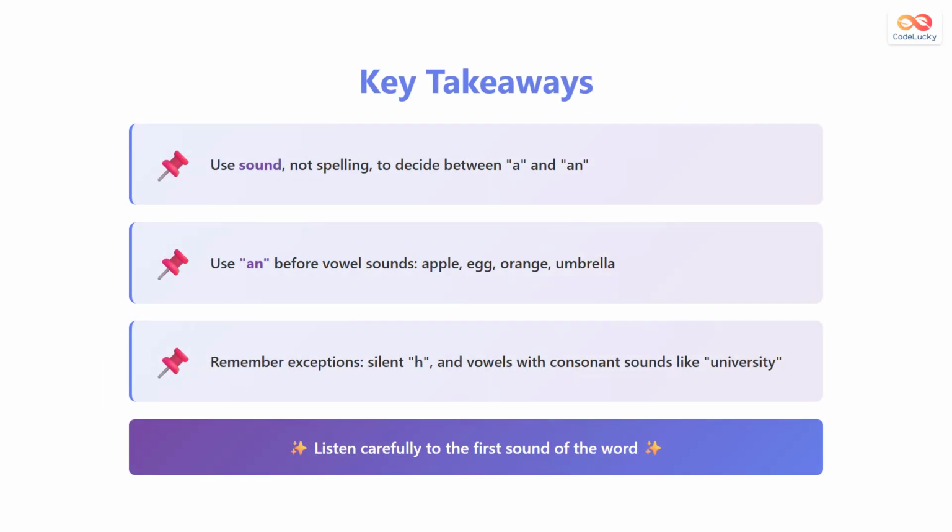Let me summarize the key points from this lesson. First, use sound, not spelling, to decide between a and an. This is the most important rule. Second, use an before vowel sounds such as apple, egg, orange, and umbrella. Third, remember the exceptions: silent H words and vowels that sound like consonants such as university. Finally, always listen carefully to the first sound of the word. Practice this rule whenever you speak or write English, and soon it will become automatic for you.